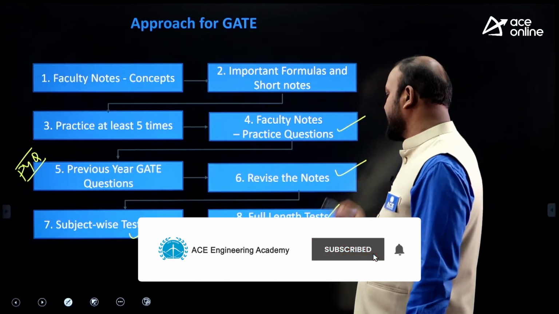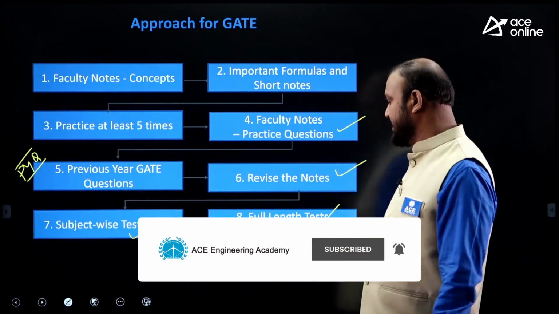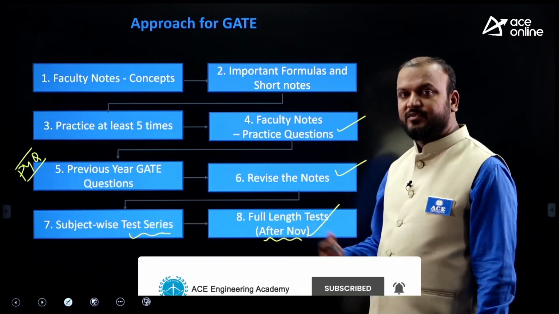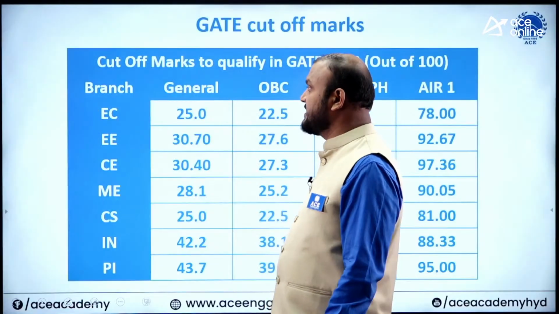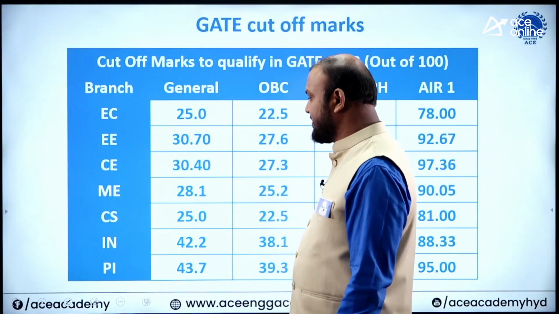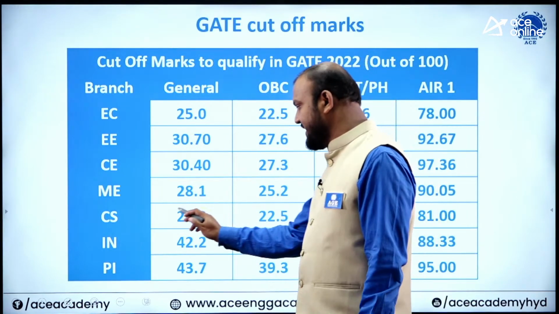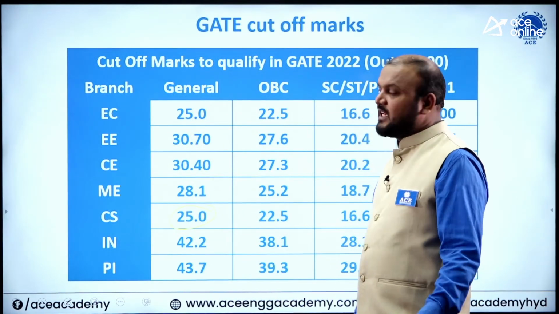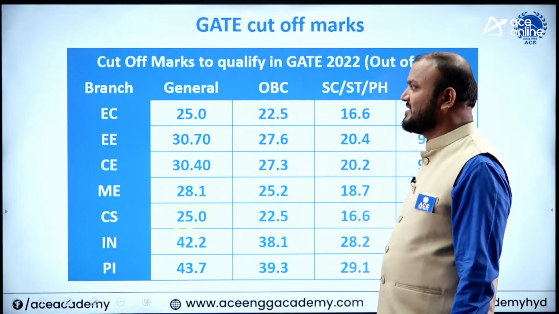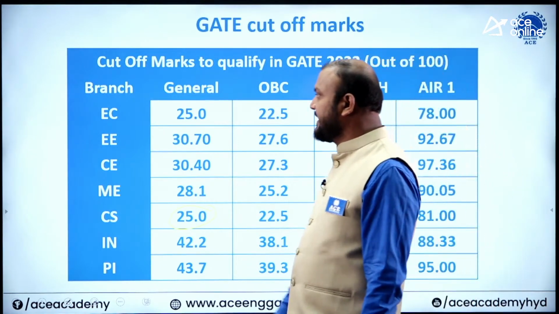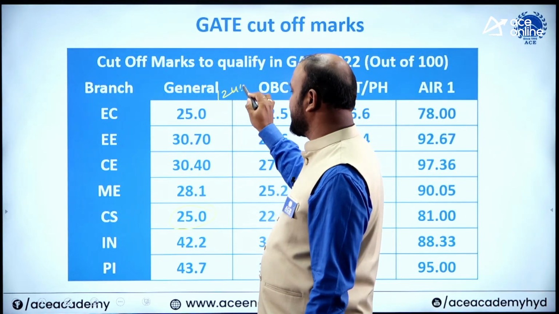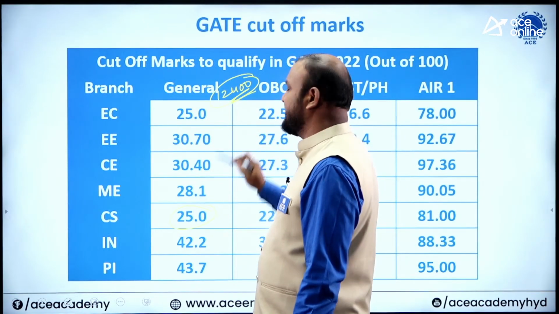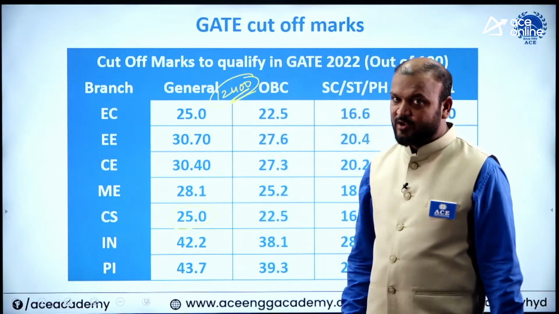And finally, you write full-length tests, and especially after November, I recommend you write full-length tests. This is an approach for GATE, and these are the cutoff marks, because getting 25 marks is actually very easy. If you get 25 marks, it means you qualified. If you qualify and take admission, I hope you know that you are going to get 12,400 rupees of stipend every month from the central government of India.